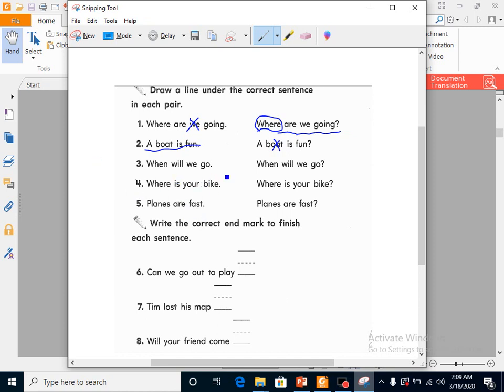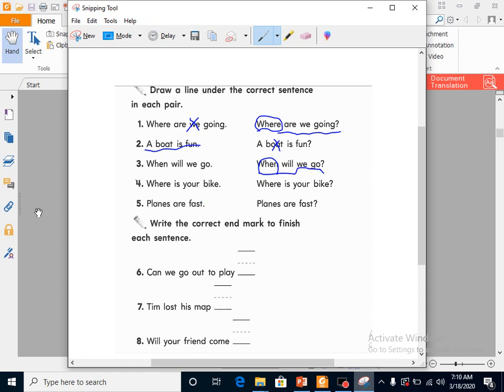When will we go? What do you think? I have here "when." And "when" here, is it a question word? Yeah, it's a question word. So this one is a question sentence. So which one is the correct one? The one with the period or the question mark? Very good, the question mark. So I want you to put a circle around the question word here and underline the sentence.